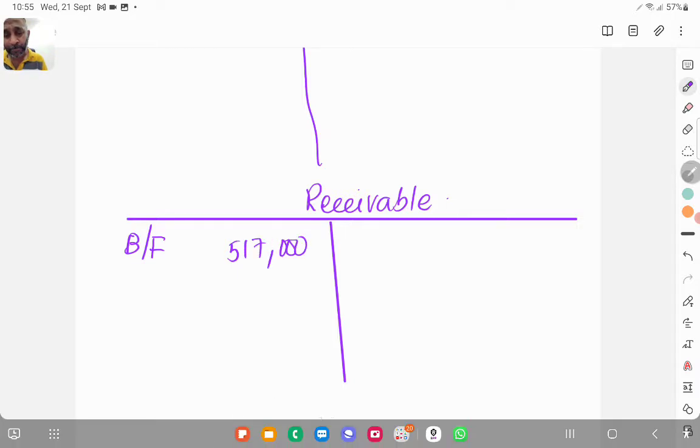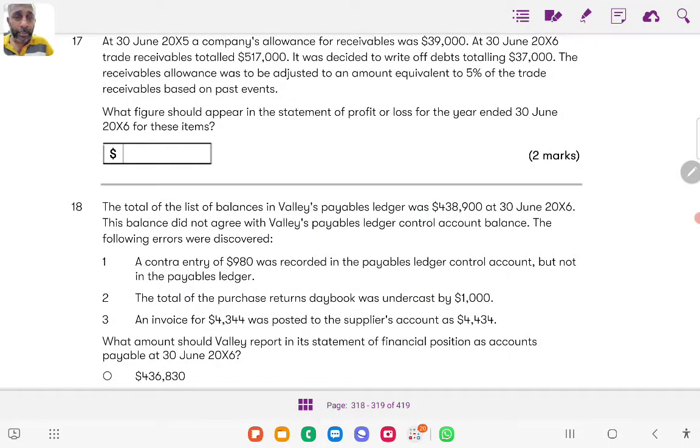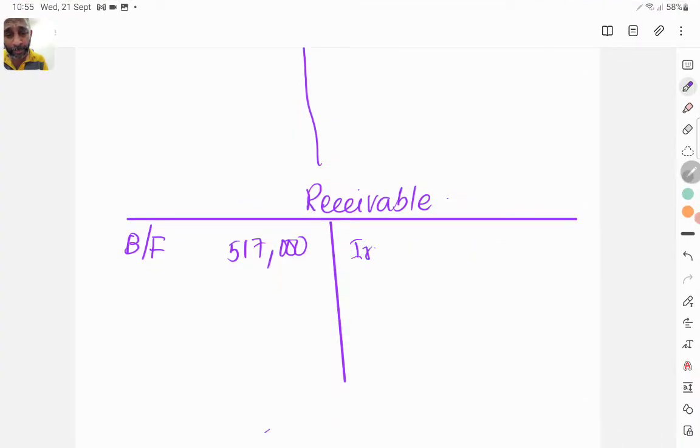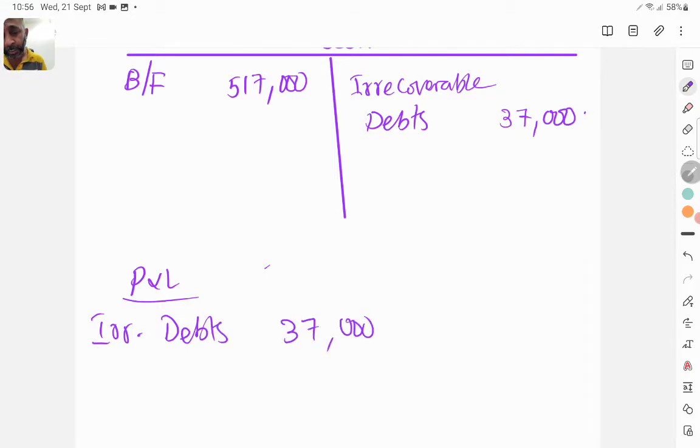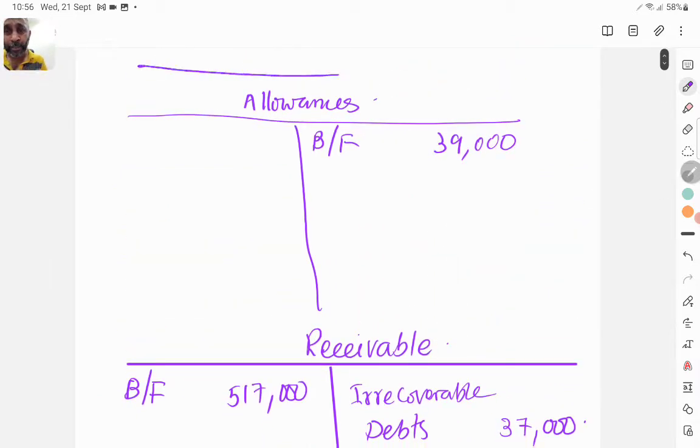Now what they say, at 30 June 2016, trade receivables total 517,000. It was decided to write off debts totaling 37,000. So there are irrecoverable debts, 37,000, which I have to take to the profit and loss account. Irrecoverable debts 37,000. And also please note one more thing, the year end.